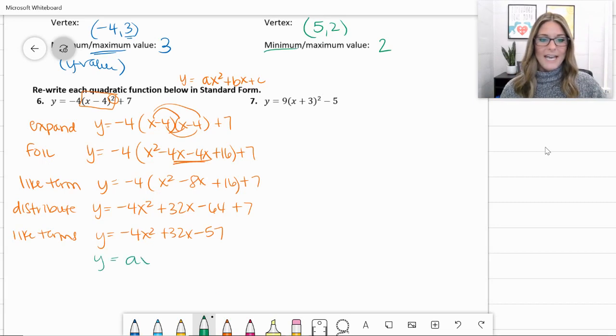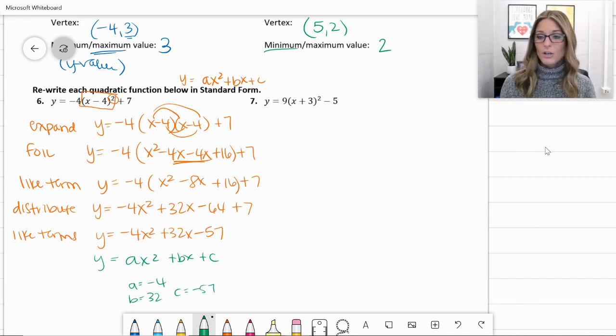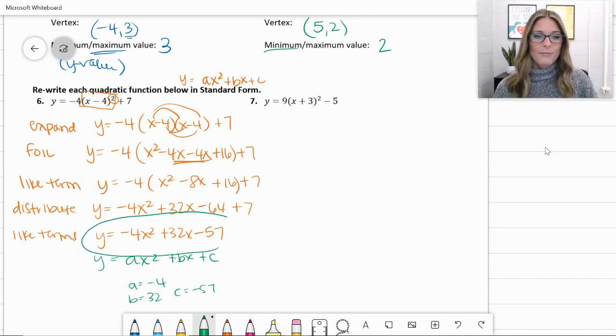Y equals ax squared plus bx plus c, where my a value is -4, my b value is 32, and my c value is -57. So then I can use that to graph or maybe answer other questions. But there is our standard form from our original vertex form.